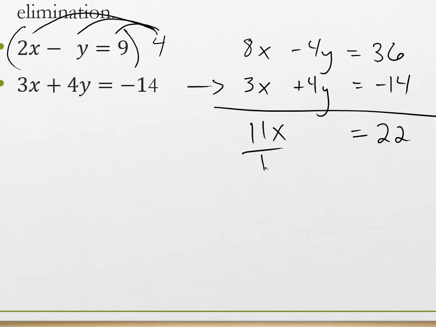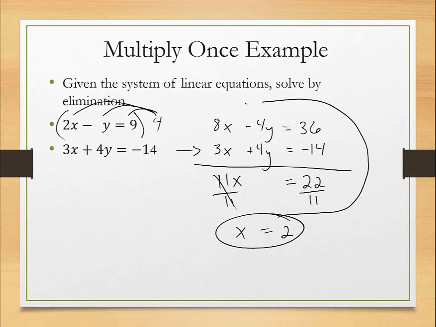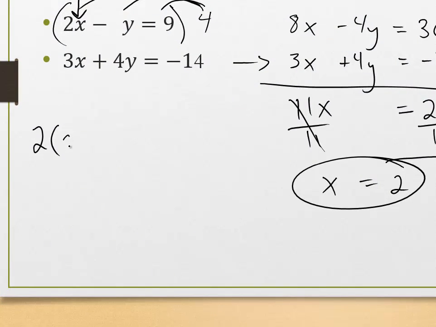Now we need to divide by 11. The 11 will cancel. We'll get x equals 2. Then we need to solve for y. So we're going to plug this x back into our first equation. So we'll have 2 times x, which is 2, minus y equals 9. 2 times 2 is 4, minus y equals 9.